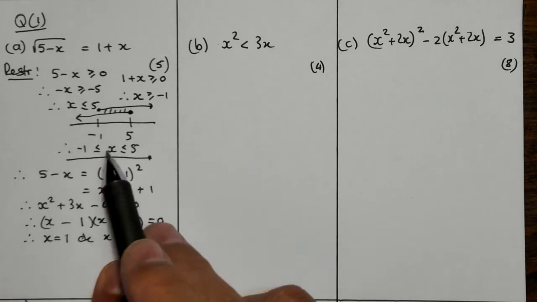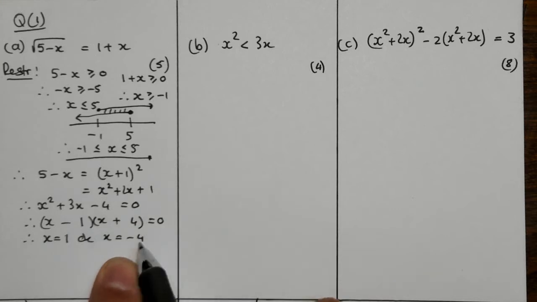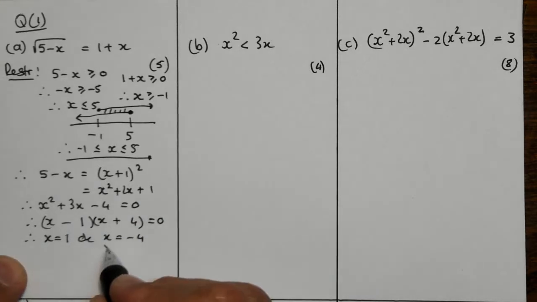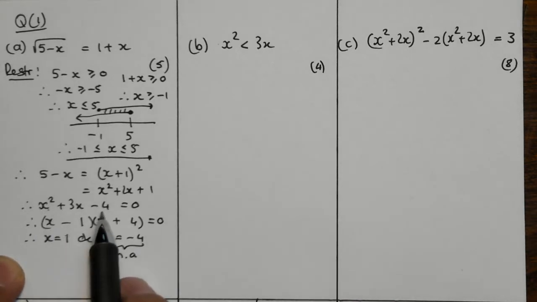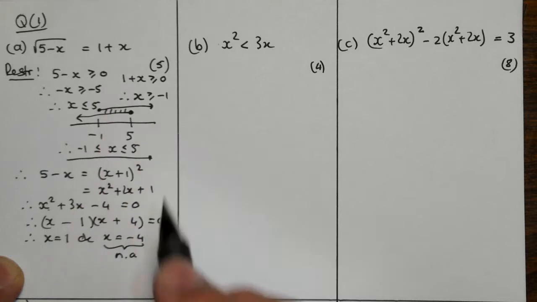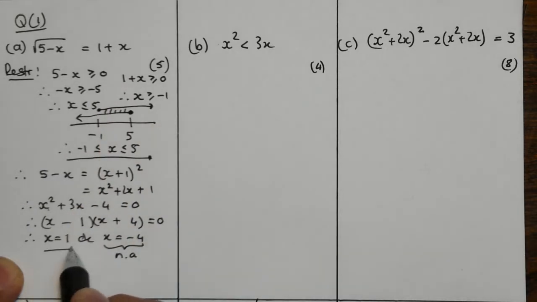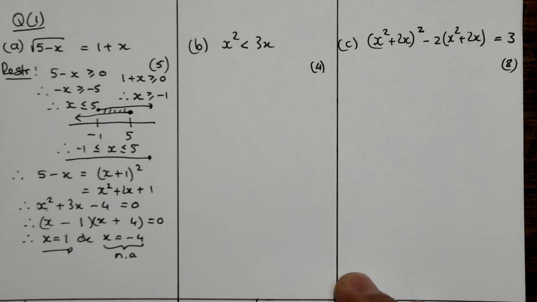Now minus 4 clearly falls out of the restriction. It's to the left of minus 1. So we are going to say that this is not applicable. It is a solution to that quadratic, but it doesn't apply to this particular question the way it was asked. So the only solution that we use is x equal to 1.